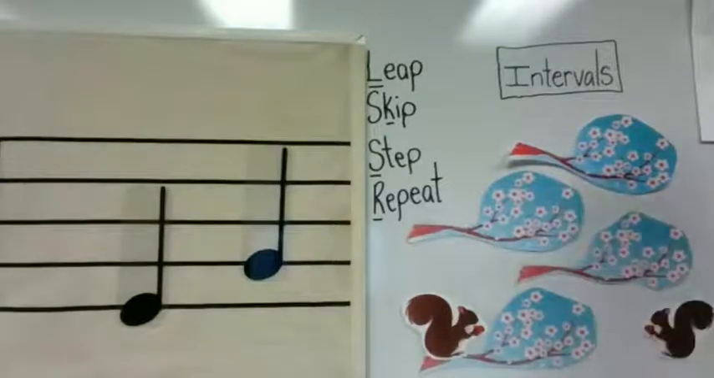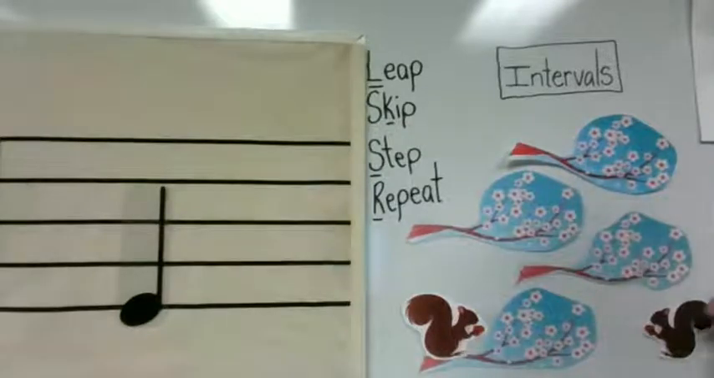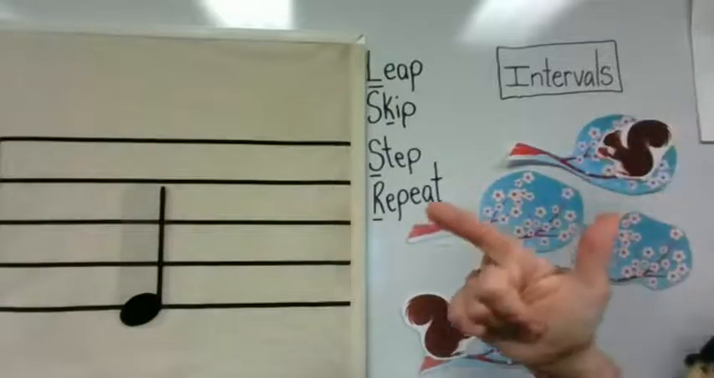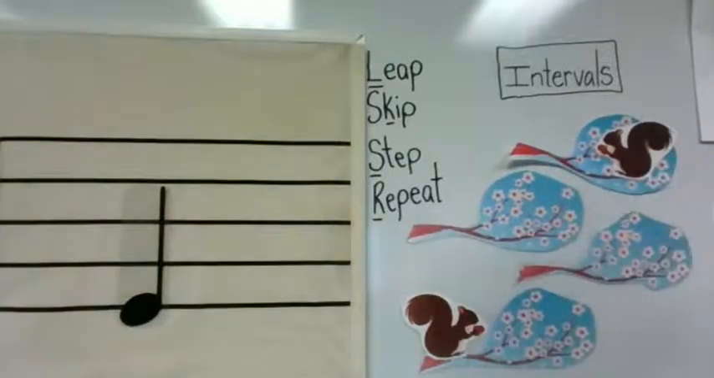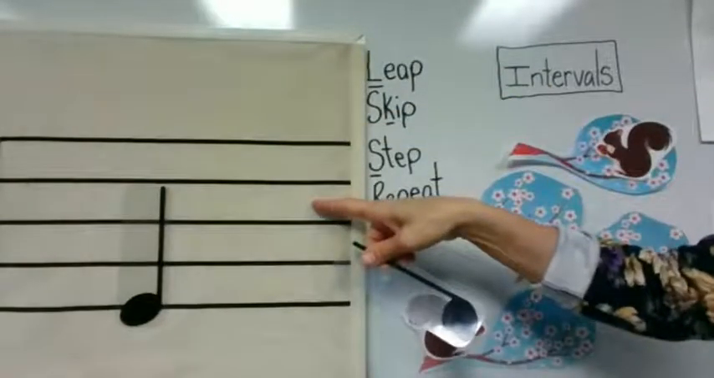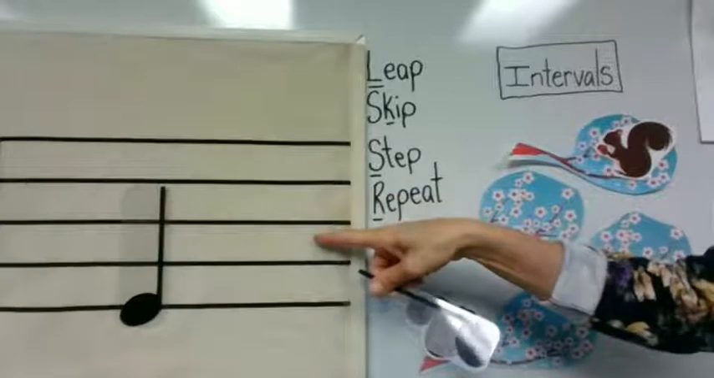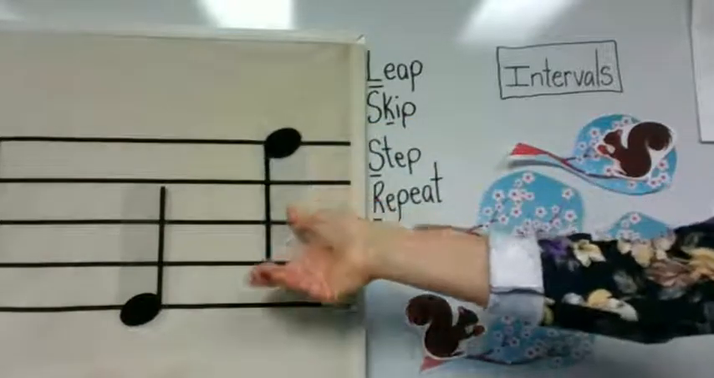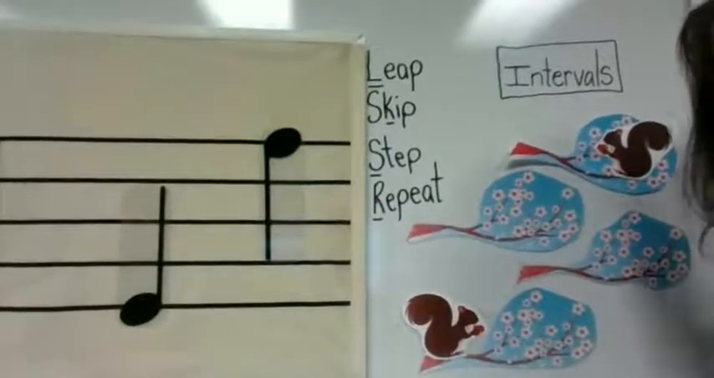Let's try the last one. If you said leap, if you showed an L, you are correct. And you could say space 3. You could say space 2, because that's above a skip. You could say line 4. You could say line 5. That's a leap. Okay? All right, very good.